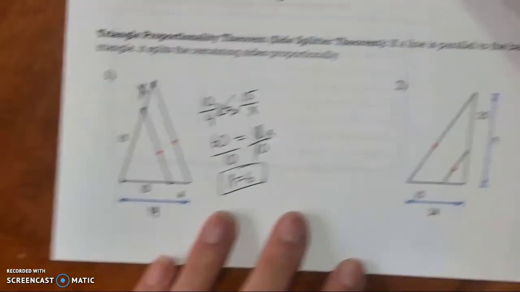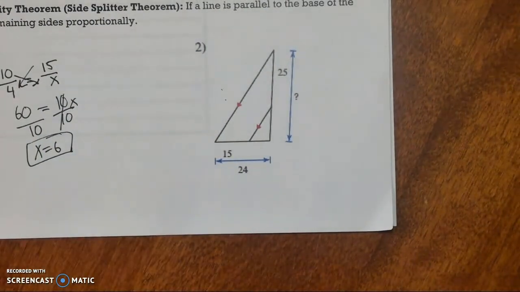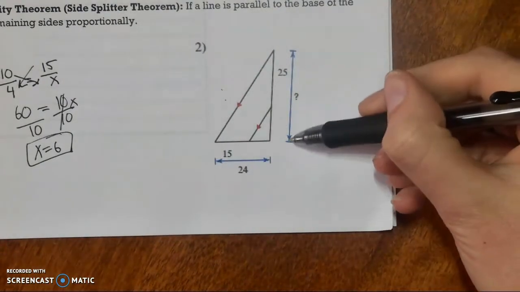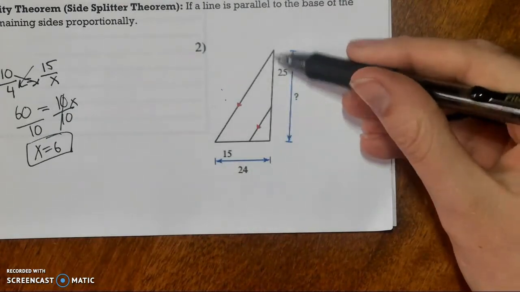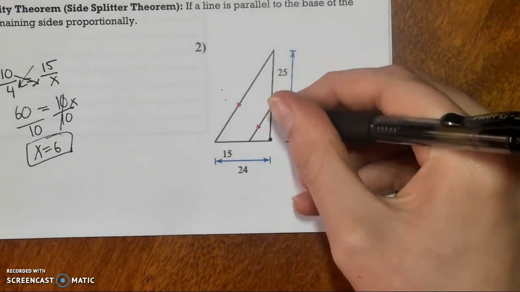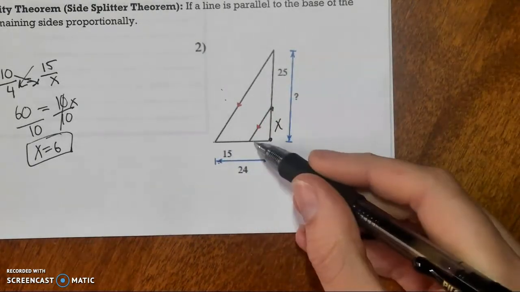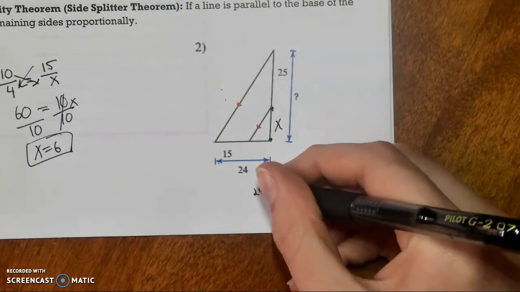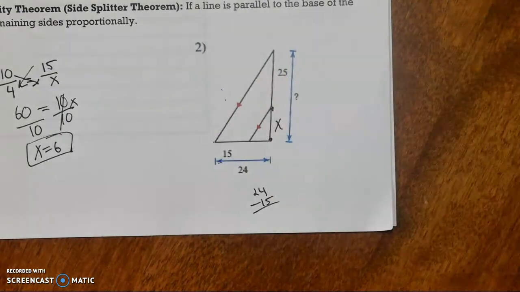Okay, and then number 2, I'll let you pause and you try to solve this one by yourself, and then we'll go over it. Okay, so we're looking for the entire length now, but to get the entire length, you're going to need the parts. So from here to here is 25. From here to here, I have no idea. So I'm going to label it x. I do not know what it is. Here to here, the entire length is 24. Here to here is 15. So I can do 24 minus 15 and get, oh gosh, it's 9.